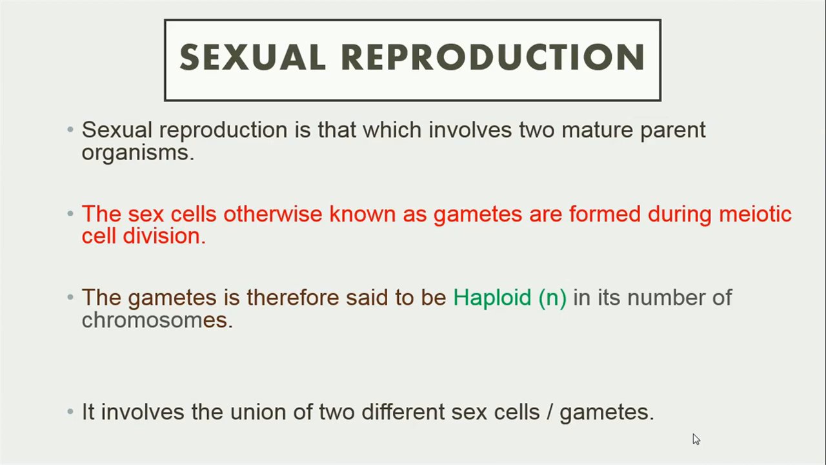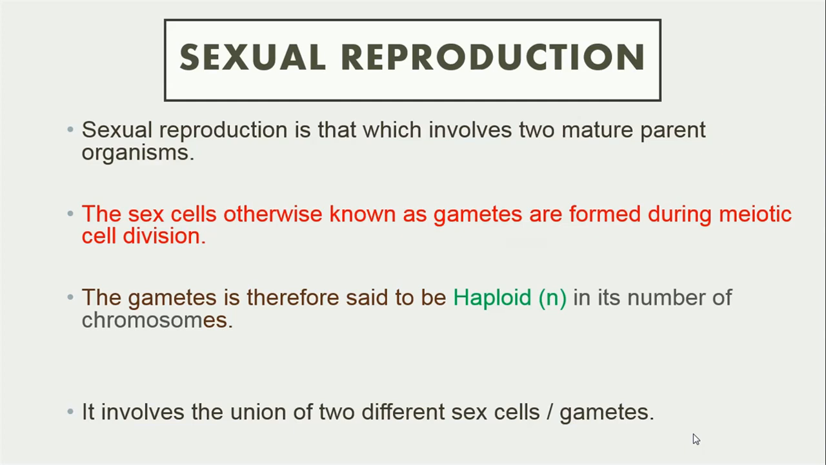Now, what is sexual reproduction? This is the kind of reproduction that involves 2 mature parent organisms. So in this reproduction, we need a male and we also need a female organism. Now, sex cells are produced in this kind of reproduction. And the sex cells are also known as gametes, and they are formed during mitotic cell division.